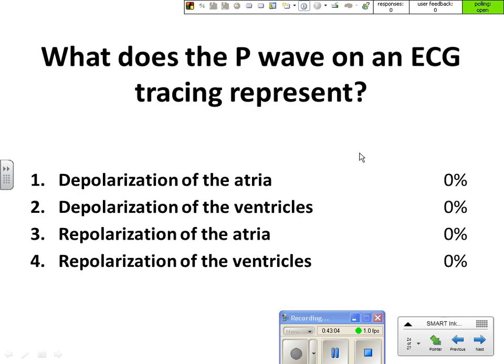What does a P wave on an EKG tracing represent? Depolarization of the atria, depolarization of the ventricles, repolarization of the atria, repolarization of the ventricles.